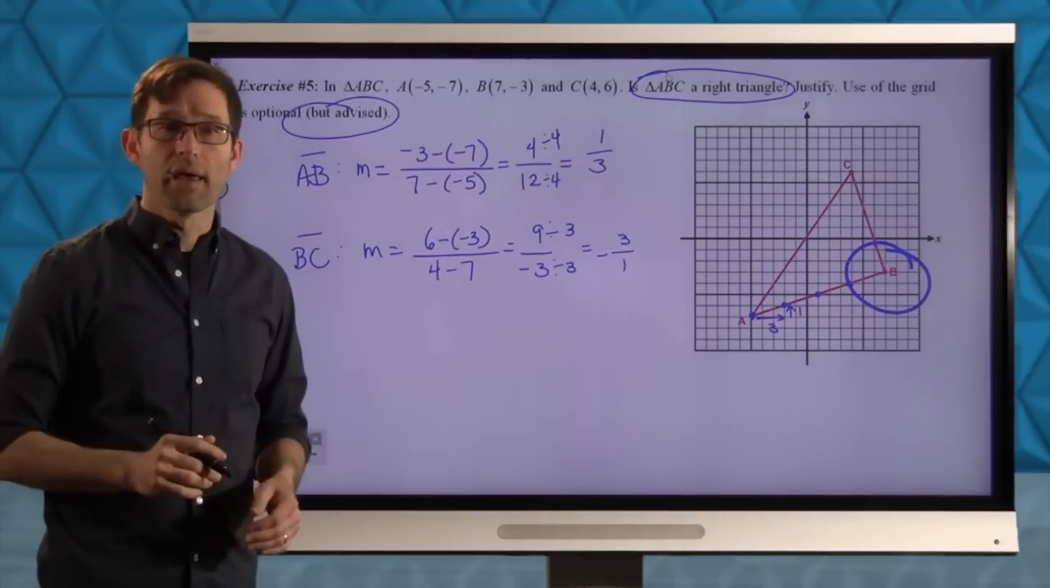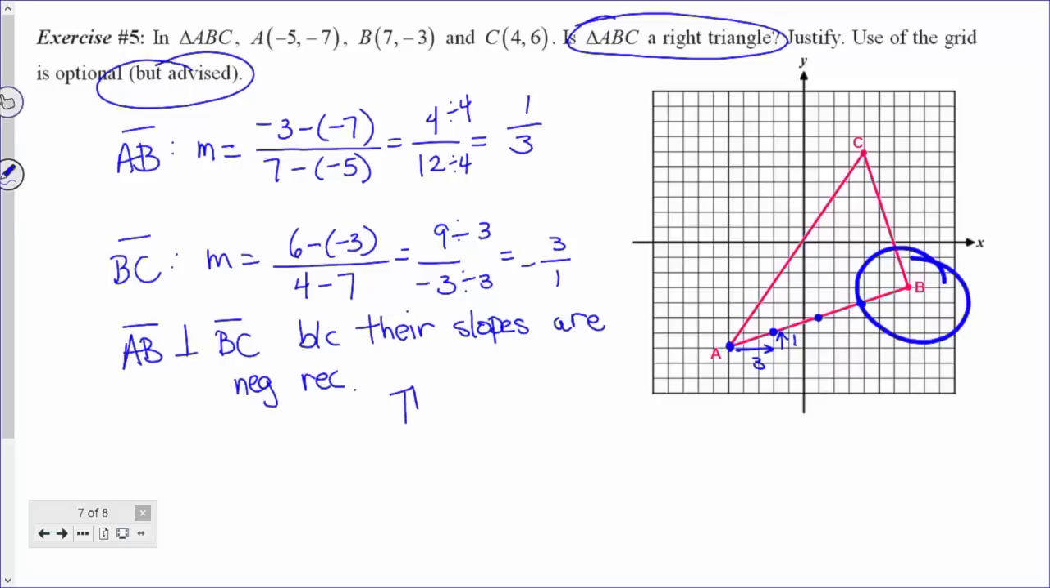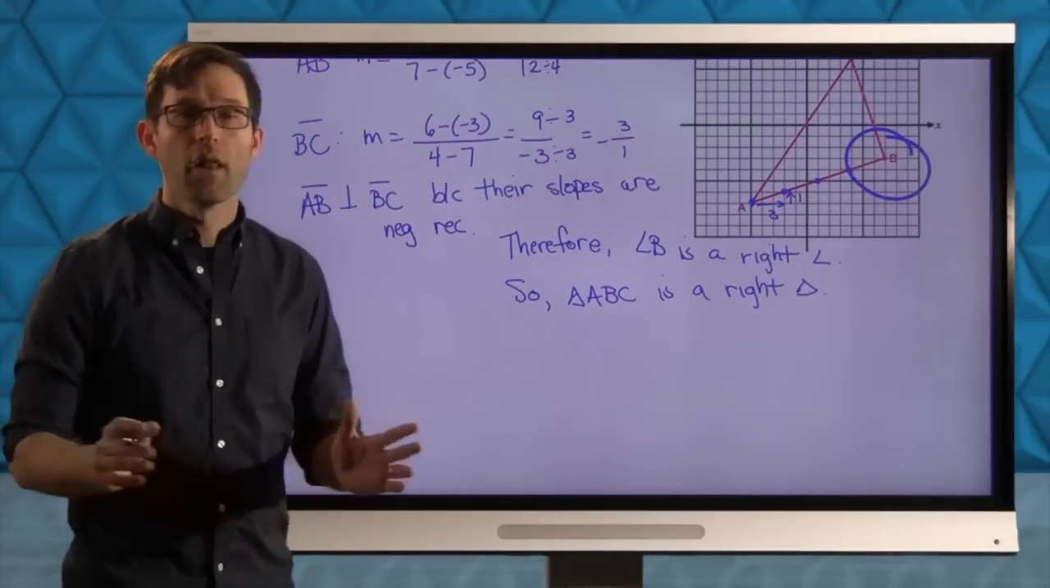Okay, so what can I now say, right? Well, I can now say that AB is perpendicular to BC because their slopes are negative reciprocals. Therefore, angle B is a right angle. So, triangle ABC is a right triangle. Look at the logic there, right?